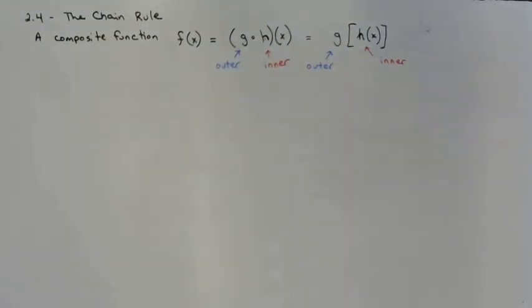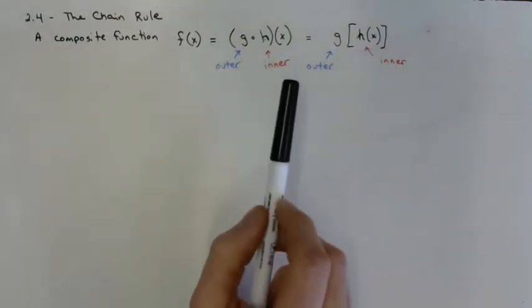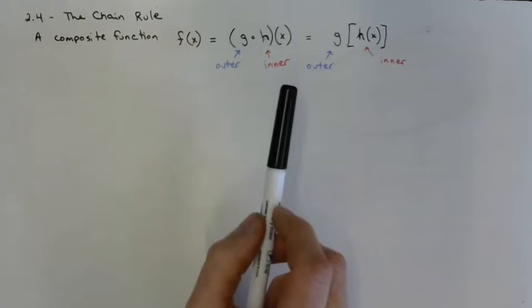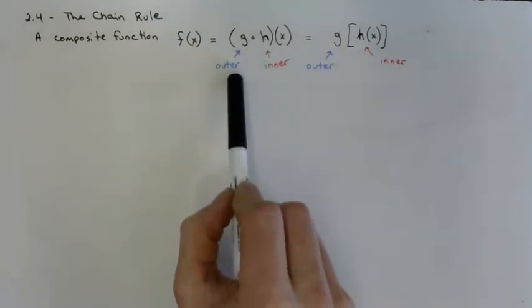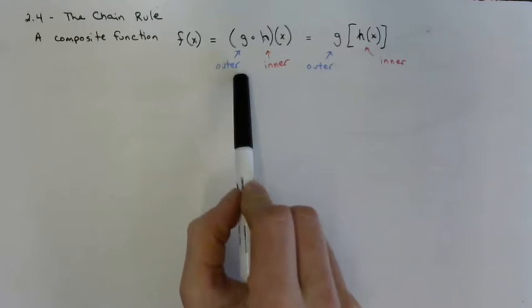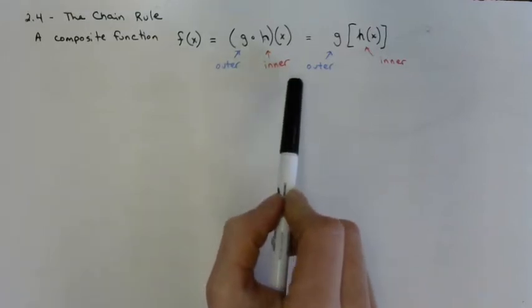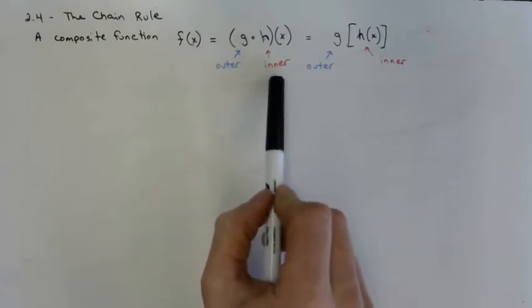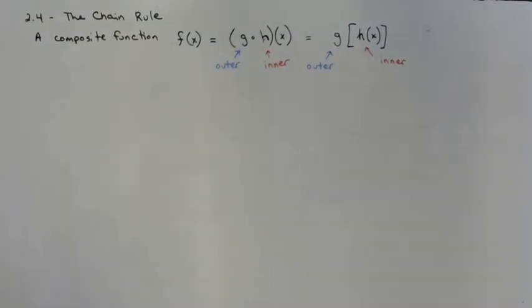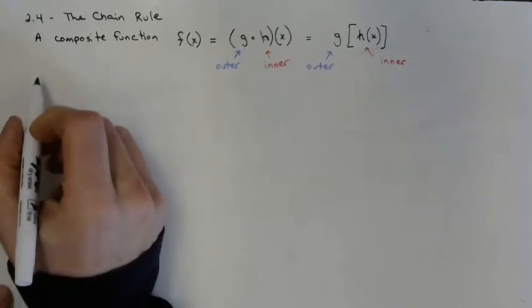So the chain rule is a really efficient way of differentiating composite functions. The first thing we're going to do is differentiate the outer function, g of x, with respect to the inner function. Then multiply the derivative of the inner function. That's going to make more sense after we do a couple. So here's the chain rule definition.